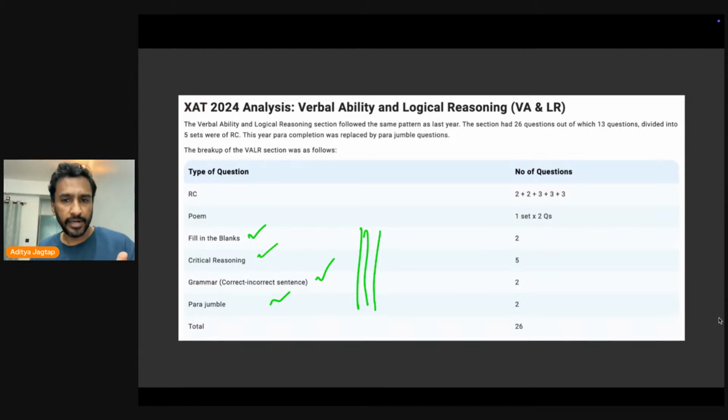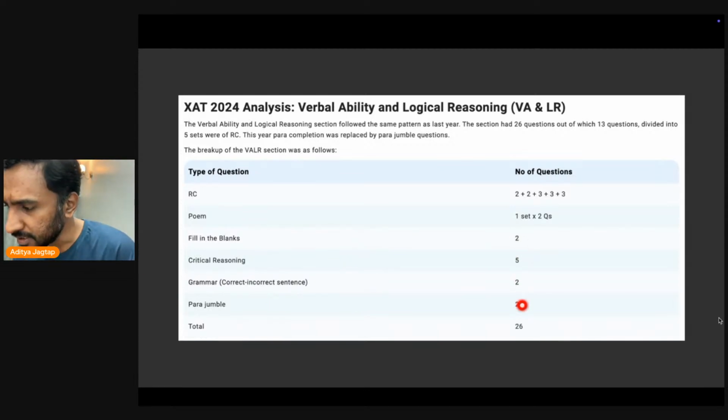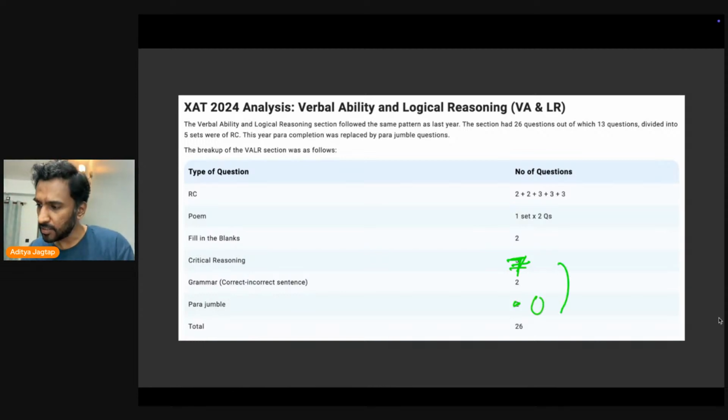You'll find them online. The ZAT papers, you'll find them with the answer keys because they've been officially released. All right. So this is where we practice these questions from. If you notice, this number changes. In 2023, there were 7 critical reasoning questions, right? And there were no parajumbles, 0 parajumbles. This, I would say, is a major change in terms of how the solving process goes.